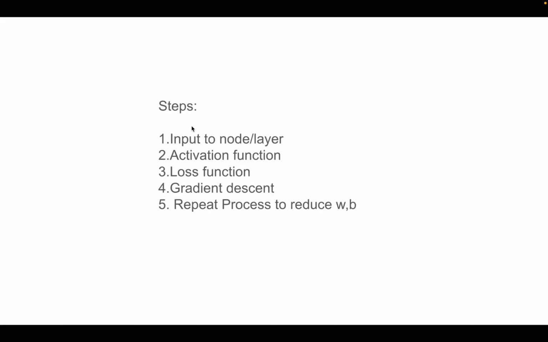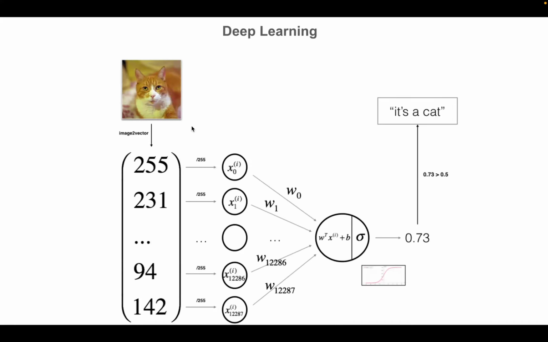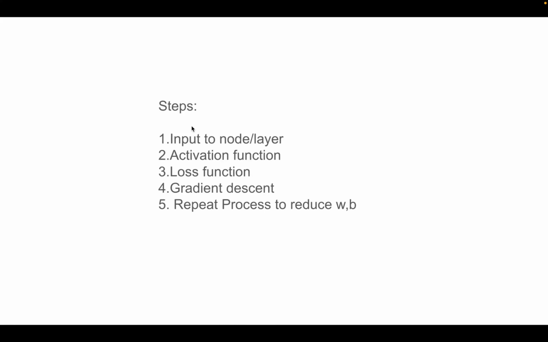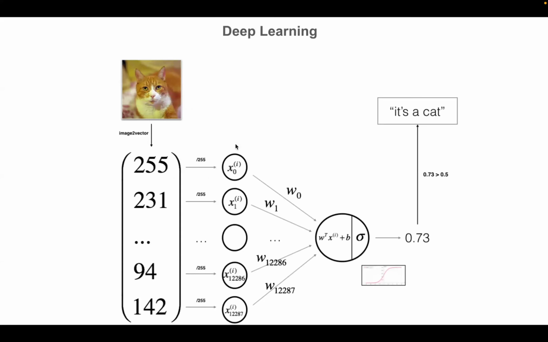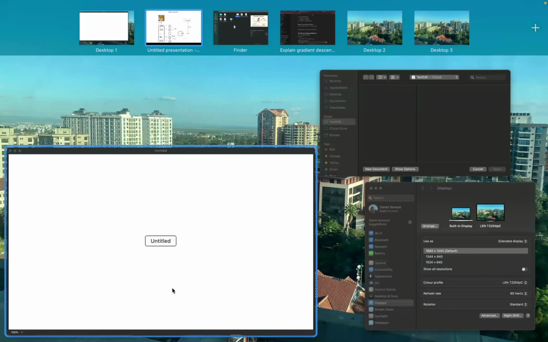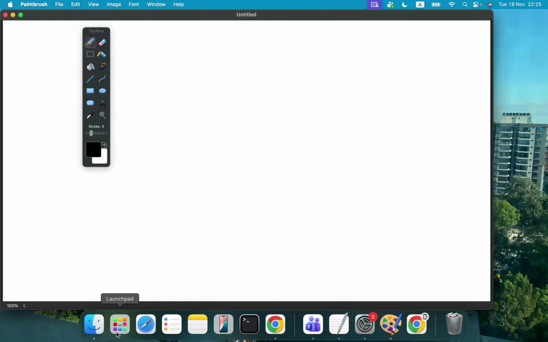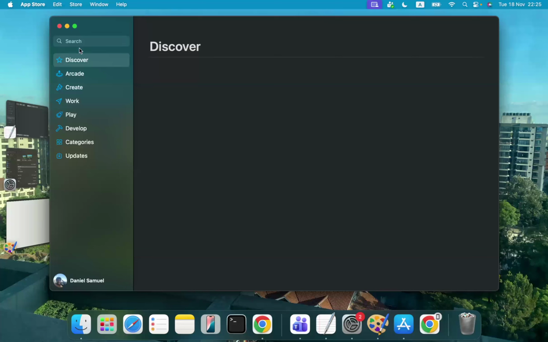So gradient descent and activation function is mostly what I'll deal with today, but I need to give a recap of the steps for a neural network model. So what is the step? First of all, we have input to what? To our nodes or layers. So we have input going to these nodes. Hope you guys can see my screen, please.